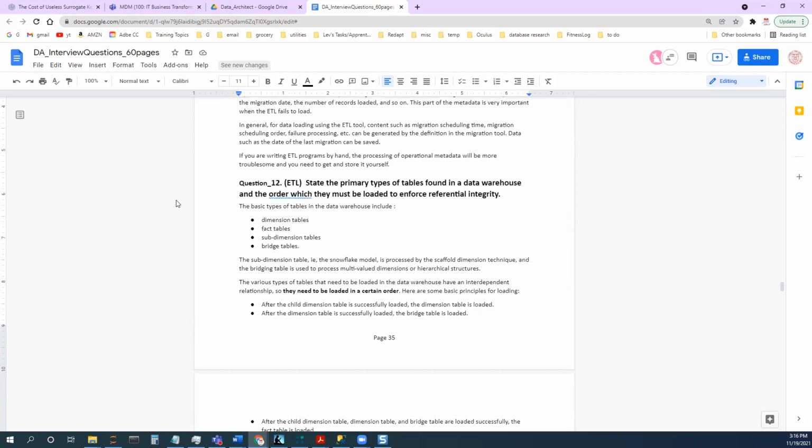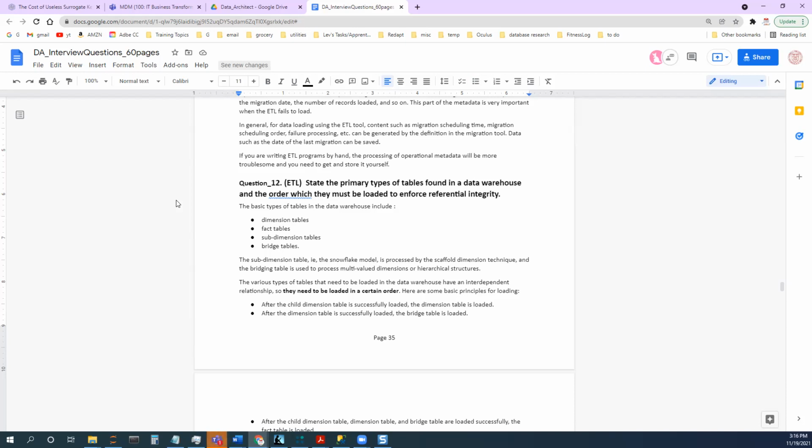State the primary types of tables found in a data warehouse and the order in which they must be loaded to enforce referential integrity. The basic types of table in the data warehouse include dimension tables, fact tables, subdimension tables, and bridge tables. The subdimension tables, the snowflake model, are processed by the scaffold dimension technique, and the bridge table is used to process multi-valued dimensions or hierarchical structures.